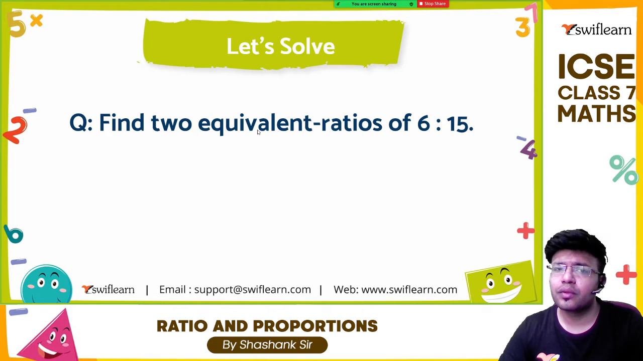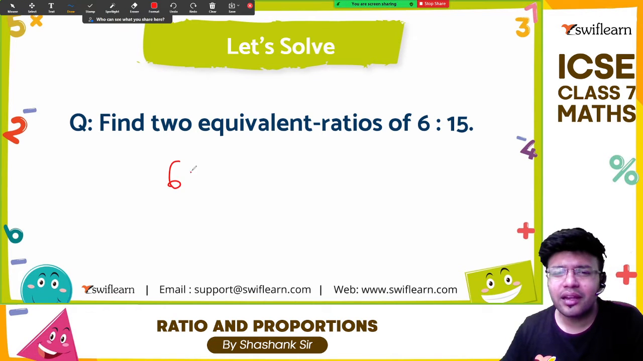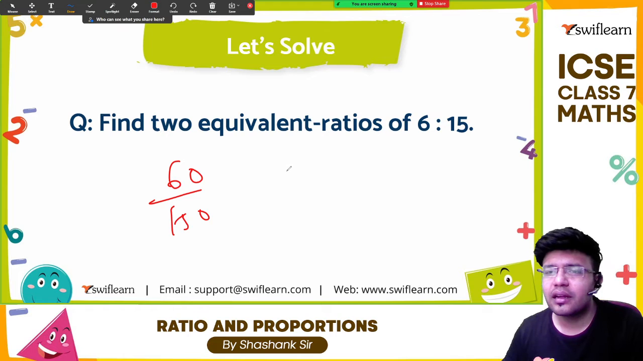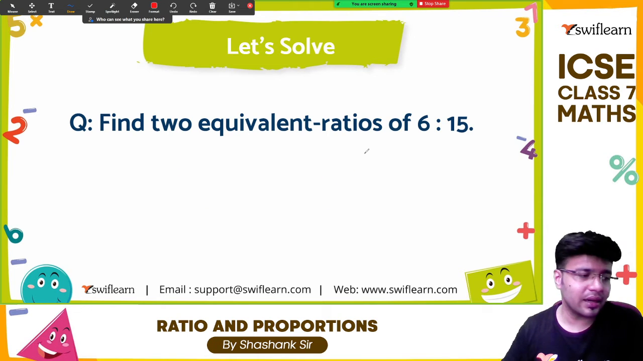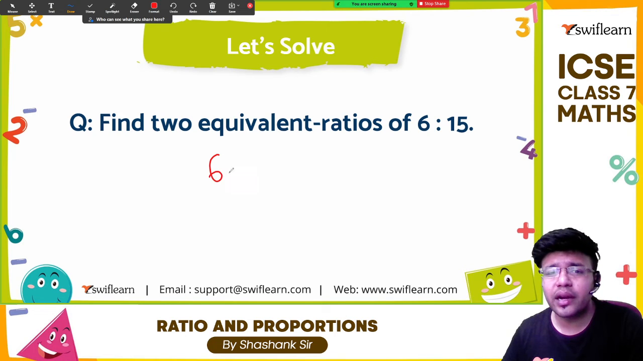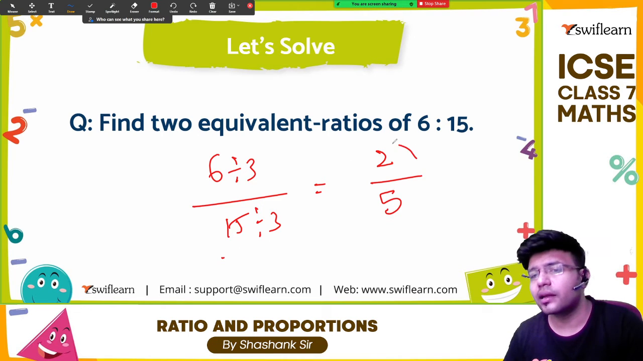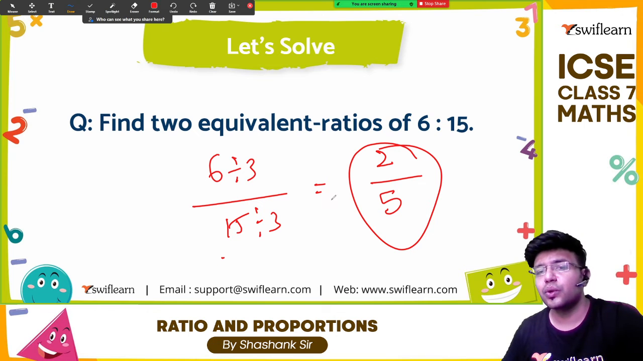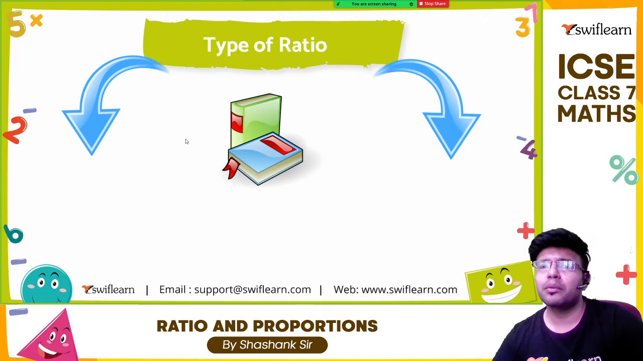Find two equivalent ratios of 6 is to 15. 60 by 150 and also 600 by 1500. Now see, we are multiplying with 10 and 100. We can even divide. Let us divide the numerator by 3 and the denominator by 3. So 6 by 3 is 2, 15 by 3 is 5. This is also an equivalent ratio. Getting this? We can multiply or divide by the same number.